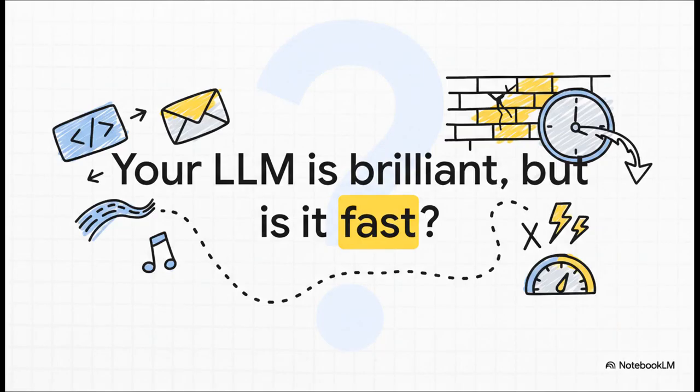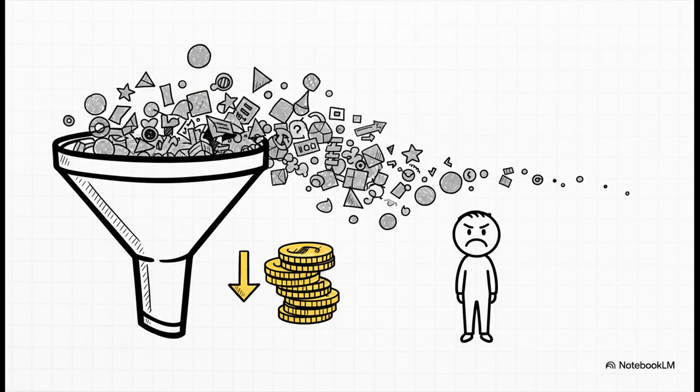So picture this. You've got this incredible LLM, right? It's brilliant, it can write code, it can draft marketing copy, it can do almost anything you ask. But then you go to actually use it in a real-world application, and you just hit a wall. That lag, that frustrating pause between your question and its answer. Sound familiar? Well, that lag, that's the problem.